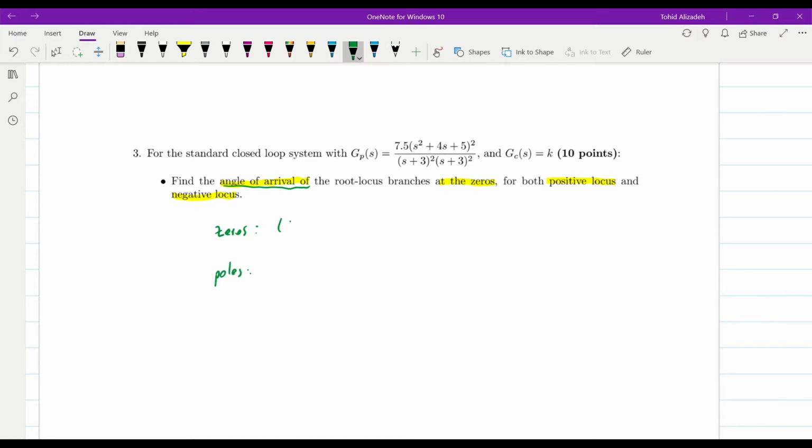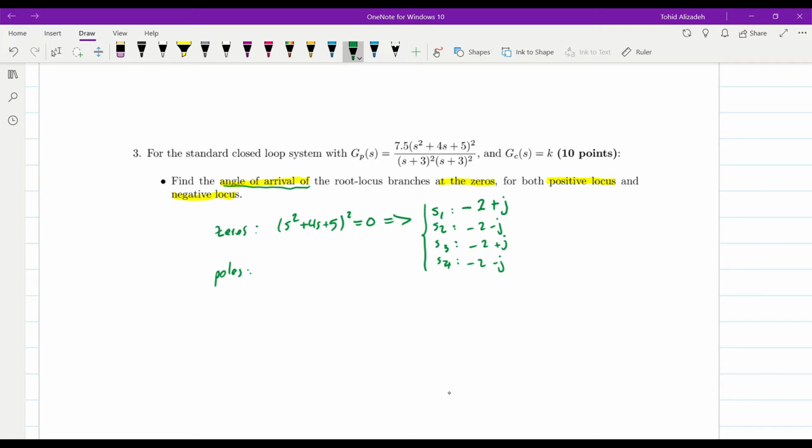For the zeros of the system, we have the roots of (s squared plus 4s plus 5) squared equal to 0. This means that we will have four zeros, s1, s2, s3, and s4, located at minus 2 plus j, minus 2 minus j, minus 2 plus j, and minus 2 minus j. So there will be 4 zeros for the system.